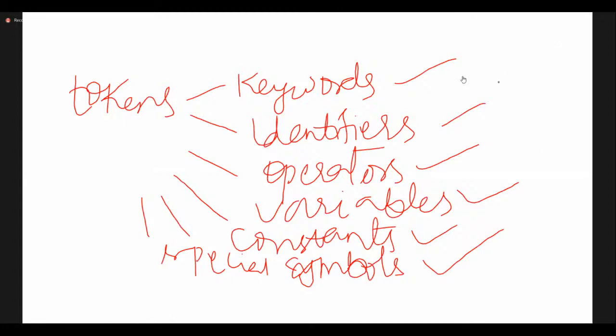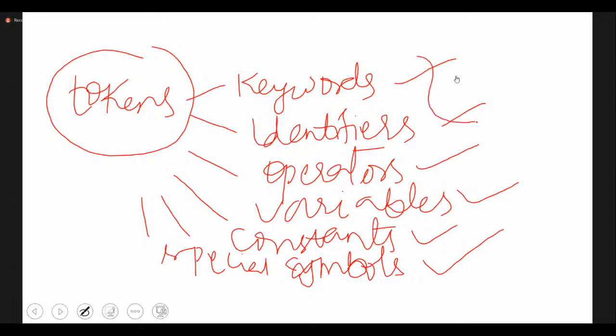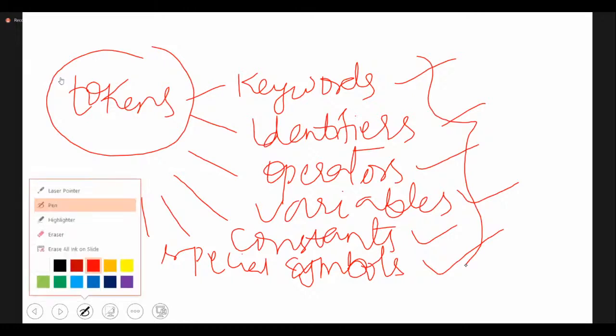So remember one thing: in any programming language, if a user wants to design a programming set, that is, his set of instructions, he is definitely going to use these types of tokens. These tokens can be a keyword, an identifier, an operator, a variable, a constant, or any special symbol. We are going to explain them in detail. So first let's talk about keywords.